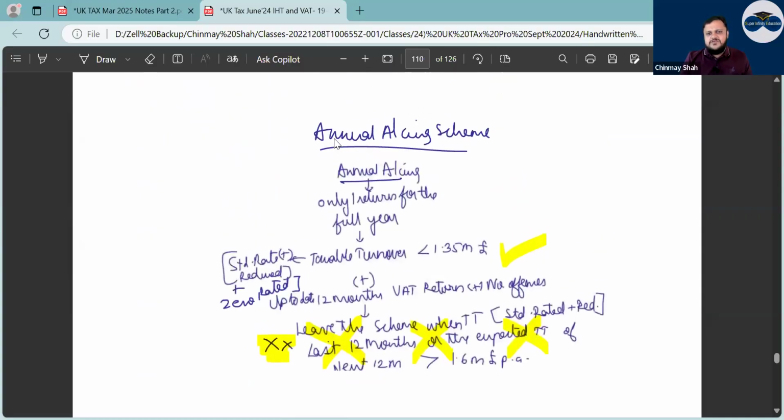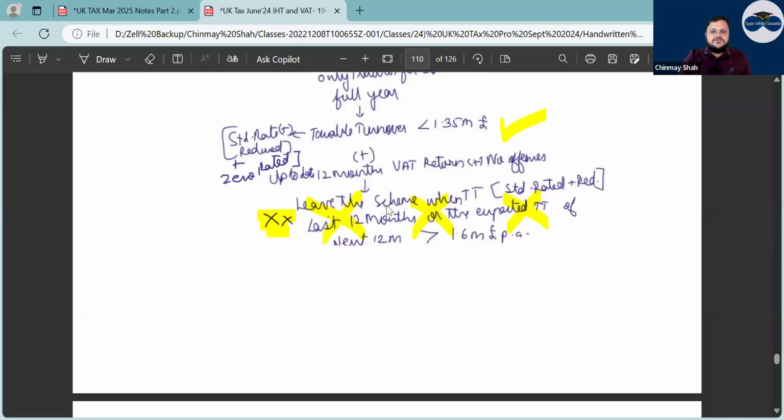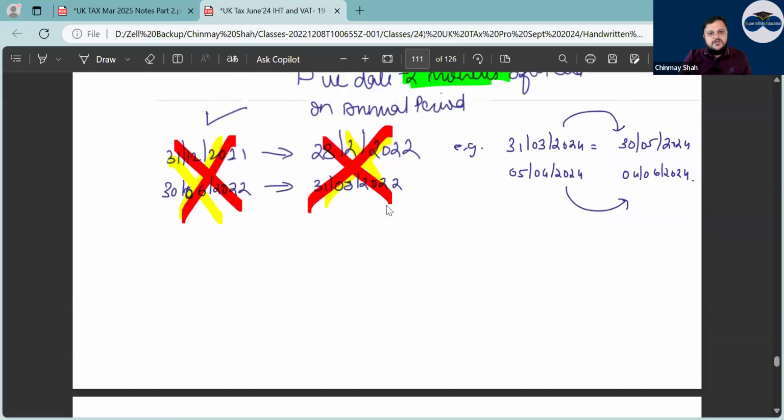Then coming to the annual accounting scheme. The annual accounting scheme is very simple, right? You have to file only one return instead of how many? 4 returns. Only one return for the full year, correct? Standard rated plus reduced rated plus zero rated, all goods will be added here in the taxable turnover. Taxable turnover has to be less than 1.35 million and you should not have committed any VAT offense in the last 12 months, right? Leave the scheme if in the last 12 months the expected turnover, right?